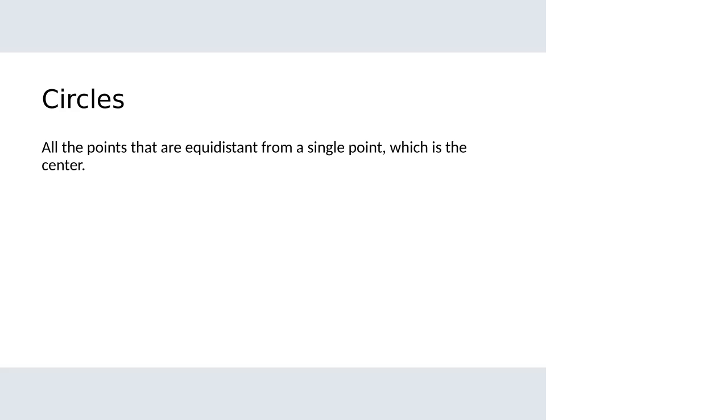Circles. A circle is all the points that are equidistant from a single point. Very formal way of saying that. So if I have this single point right here and I were to write down all the points that are the same distance away from there, then I would get this thing, because all the points on here are the same distance away from that place. So that's what makes a circle.